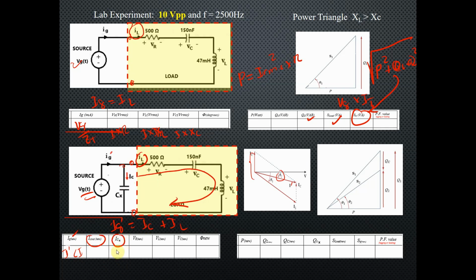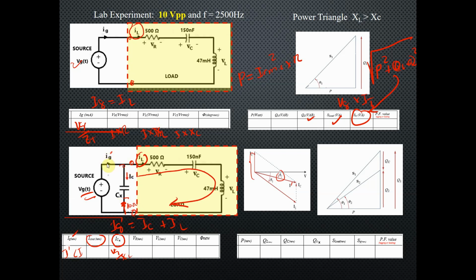What about IC? IC is actually equal to VG over X sub C. You can calculate that, or otherwise you can do measurement if you are working in the lab. How to measure the current? If you don't have a current probe, just connect an oscilloscope. This is the source, and put a very small resistor here, let's say 10 ohm. Get the voltage across the 10 ohm resistor and divide it by 10. You will have the current, almost the same current that you can obtain from here.